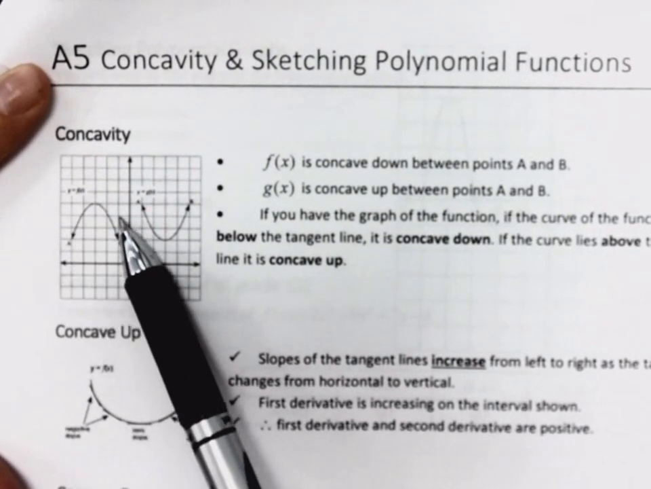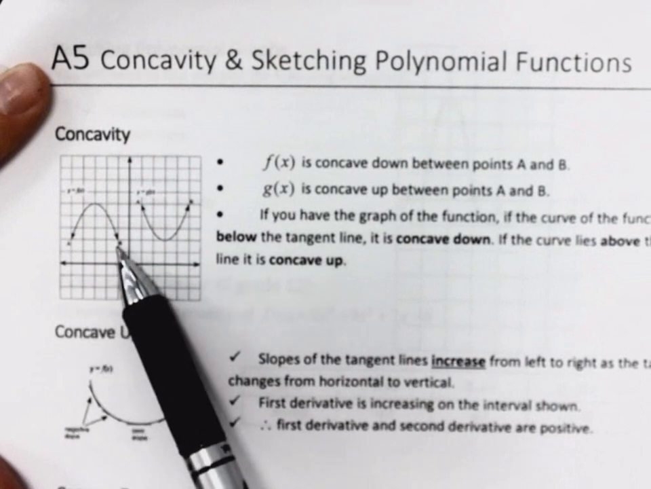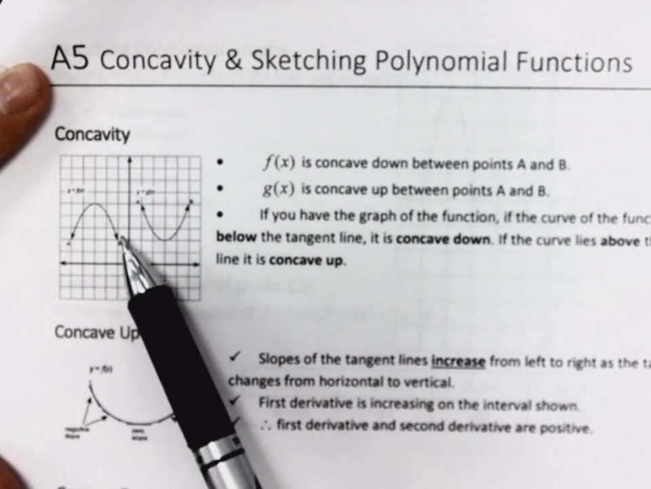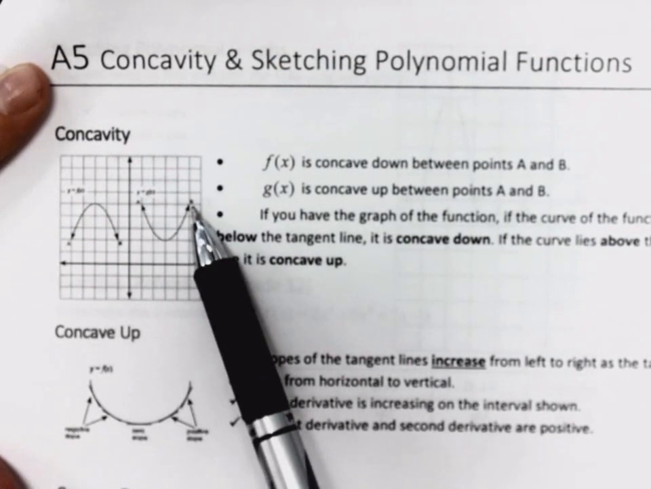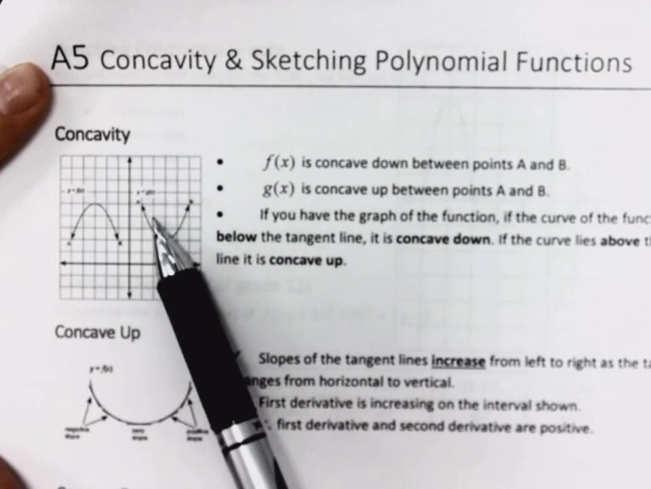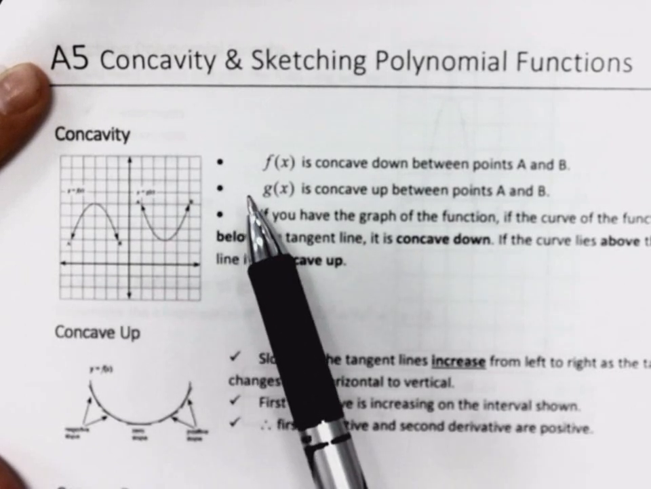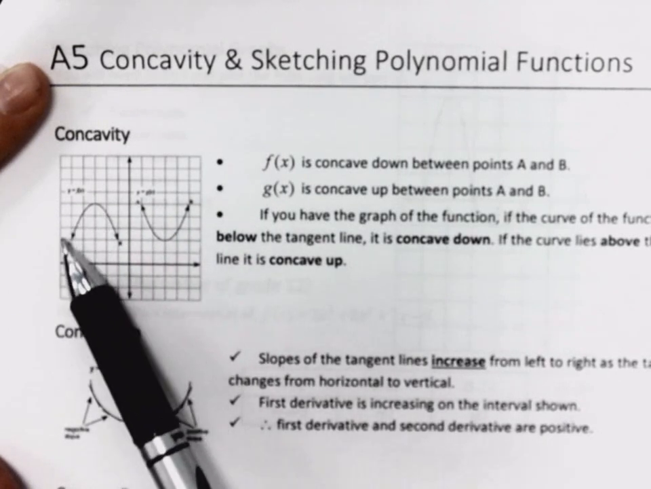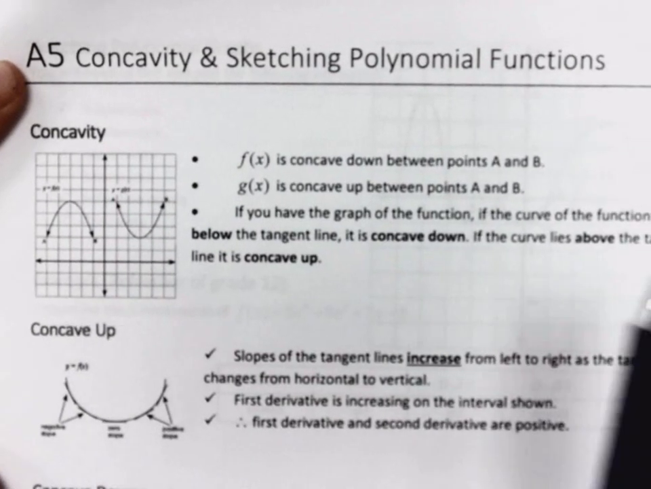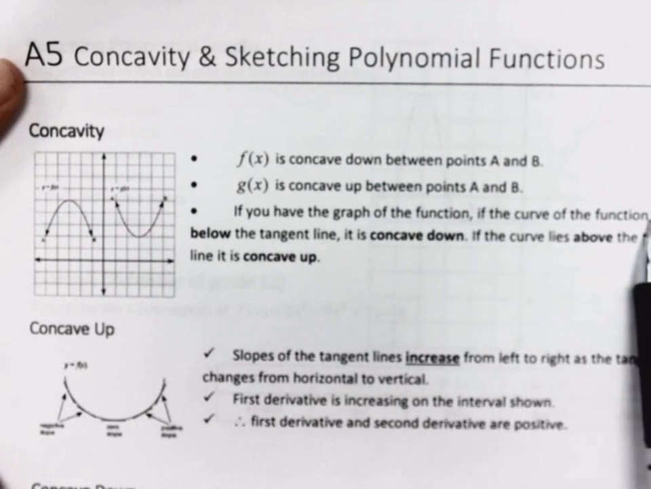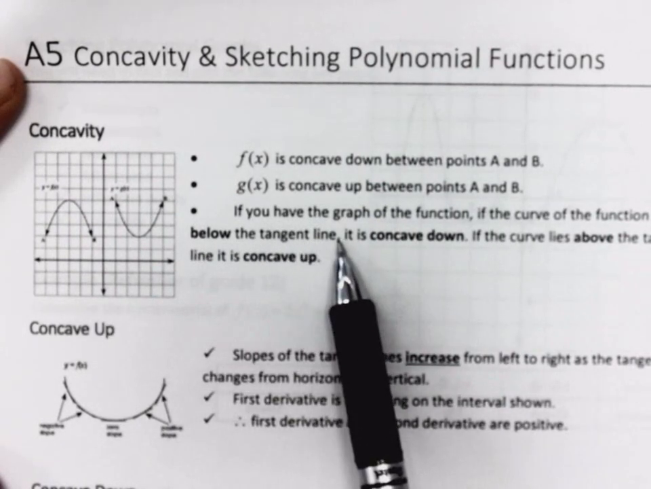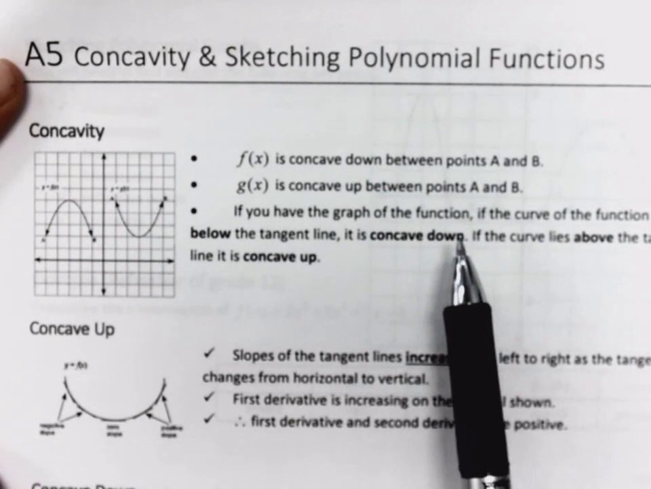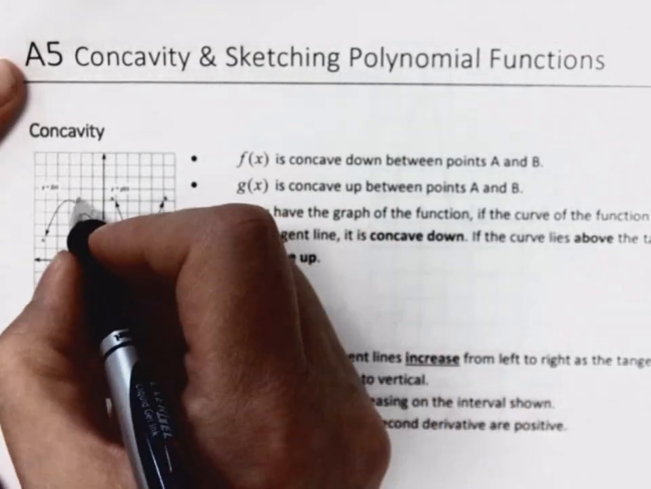This would be concave down between points A and B, and this would be concave up between points A and B, right? So the g of x function is concave up, the f of x function is concave down. If the curve of the function lies below the tangent line, it's concave down. And where would our point of tangency be?